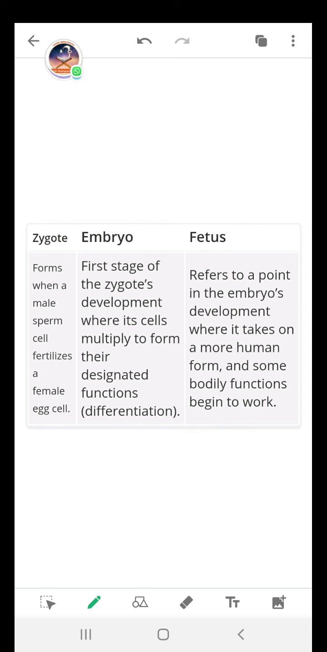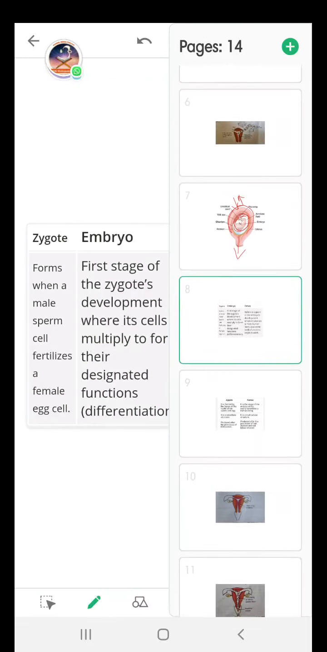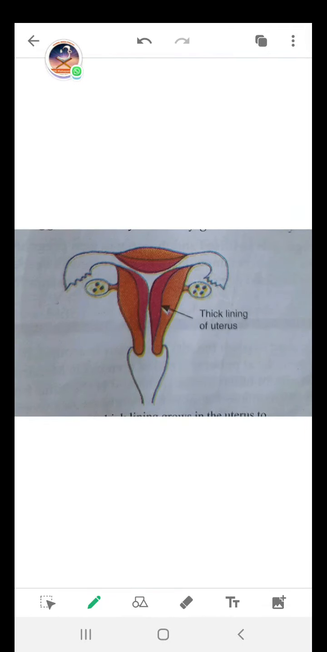Now what is the difference between embryo and fetus? At the embryo stage, the body features of the growing baby are not much developed. Body features means arms, legs, head, etc. They are not much developed. But at the fetus stage, the body features of the developing baby like hands, legs, head, etc. can be identified. So this is the difference between embryo and fetus.